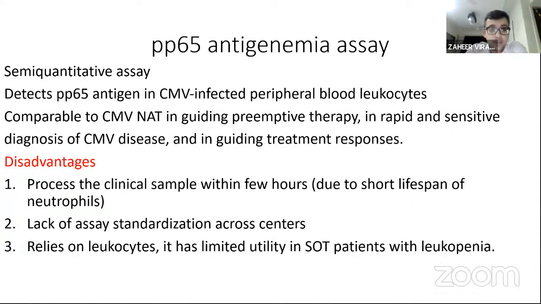It is very good. It helps you in guiding preemptive therapy, rapid and sensitive diagnosis of CMV disease, and in treatment responses. However, it has basically been replaced as of now in the tertiary care centers by CMV quantitative nucleic acid testing. But if that is not available, then one can use a PP65 antigenemia assay. The drawbacks are that the sample has to be processed within a few hours, there is a lack of standardization across centers, and it relies on leukocytes. So if a patient has leukopenia, then it might not be that reliable.